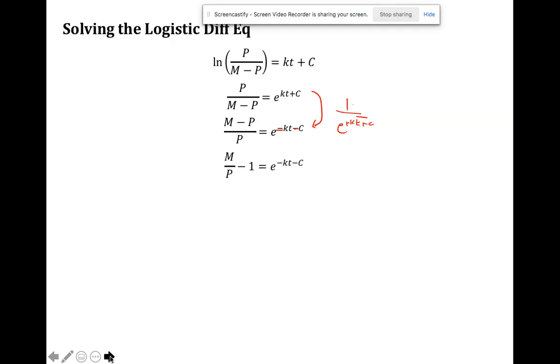Got my 1, so I could add 1 to the other side, right? That's m over p minus p over p, which is where this minus 1 comes from. Add 1 to the other side. There's what p looks like. But I'm going to do a little manipulation of this e and the constant.